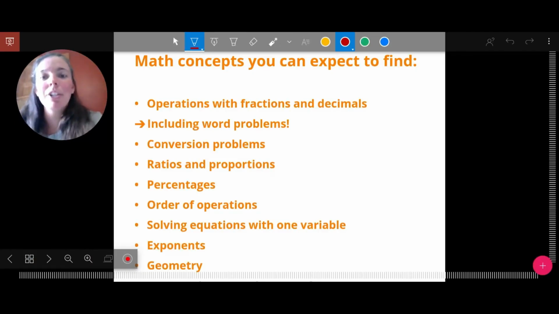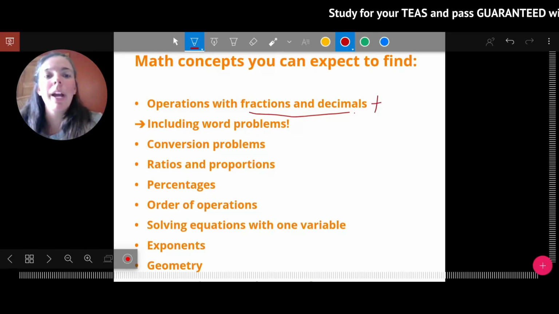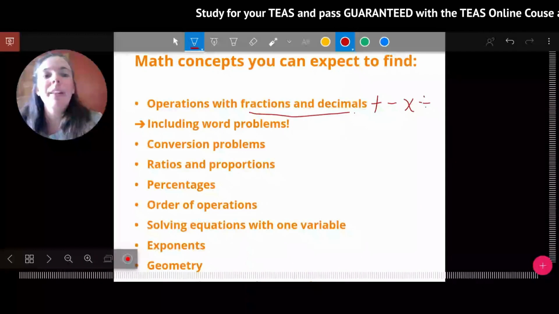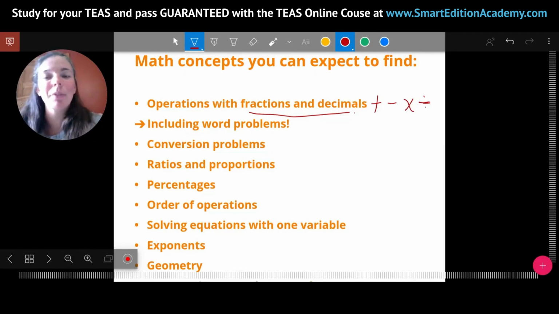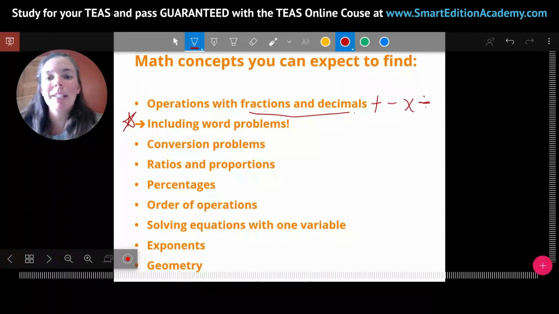So we're going to talk about operations with fractions and decimals. What I mean by that is we are going to just remind ourselves of how to add, subtract, multiply, and divide and see, what are some things that we could get tripped up on with that and how to avoid them. This, of course, is including word problems. Okay, a big part of your test is going to be understanding and solving word problems. So we're going to look at some word problems there today. We'll talk about some conversion problems, being able to convert within the metric system, as well as converting back and forth between other units such as like inches and feet, or maybe you have to go from kilometers to miles. So we're going to talk about some of those things together today.